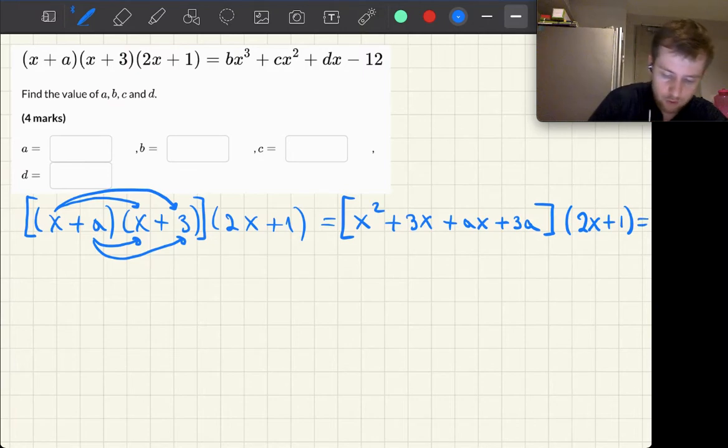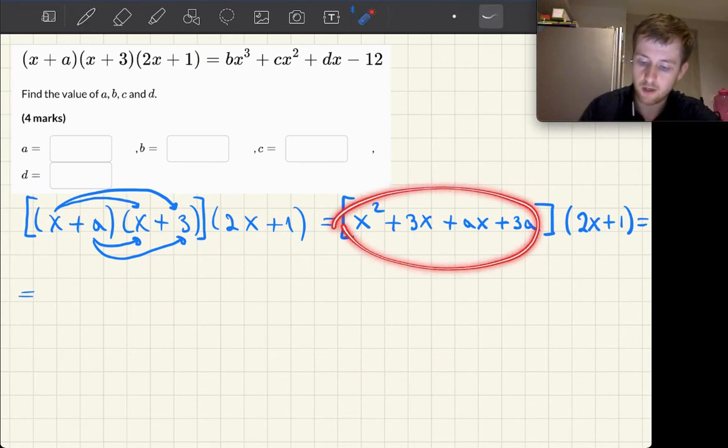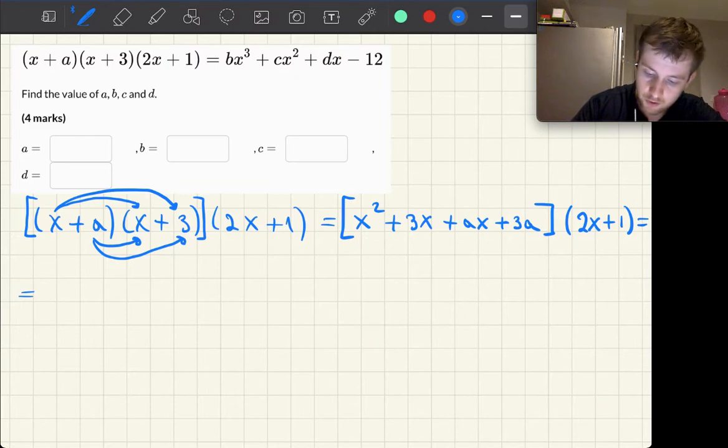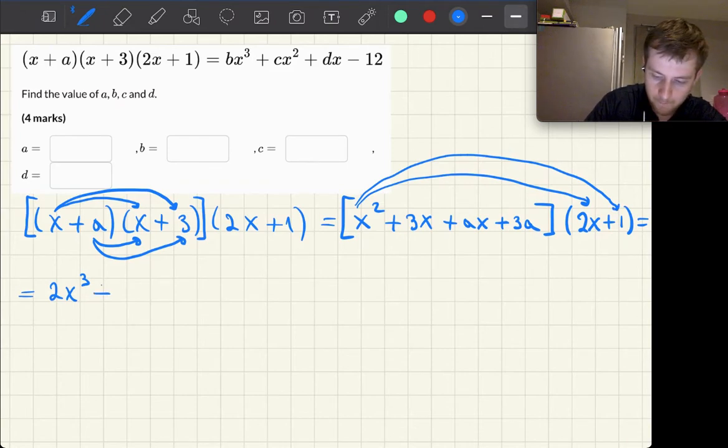So what we have to do now is, again, we have to multiply every member of the first brackets by every member of the second brackets. So let's do it. x squared times 2x is going to be 2x cubed. Oh my goodness, this is going to be a long expression. Then we have x squared times 1, we're going to have x squared.